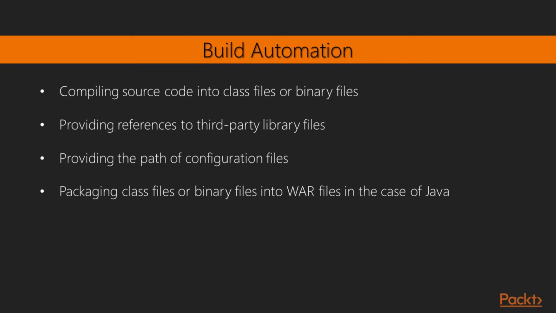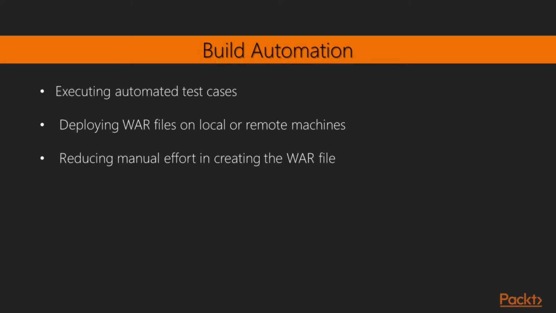An automated build process includes a few activities: compiling source code into class files or binary files, providing references to third-party library files, providing the path of configuration files, packaging class or binary files into war files in the case of Java, executing automated test cases, deploying war files on local or remote machines, reducing manual effort in creating the war file.